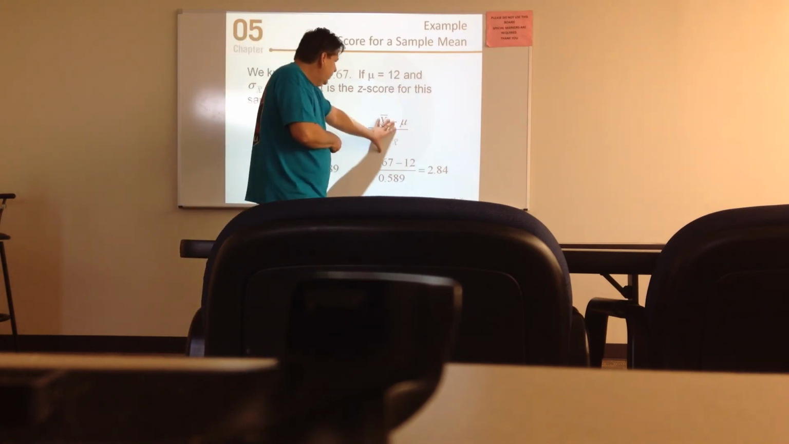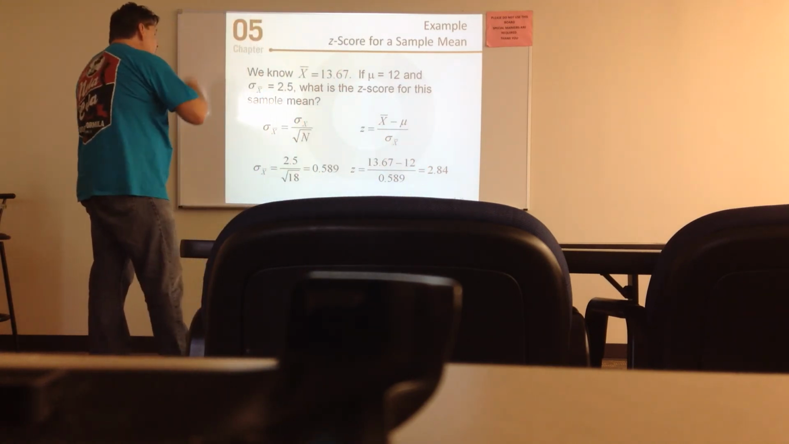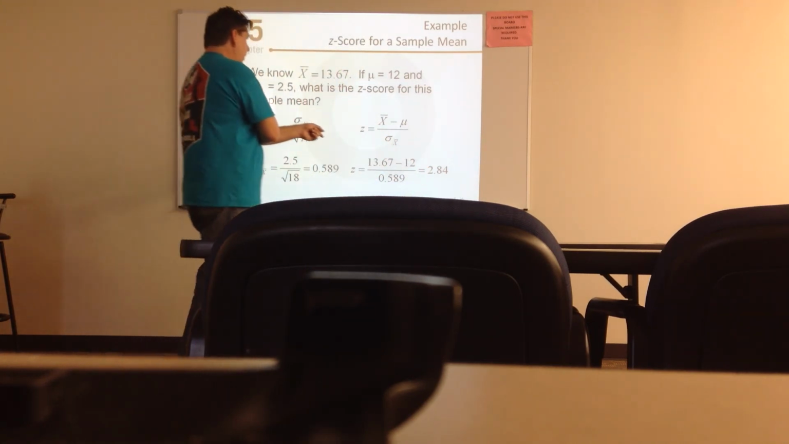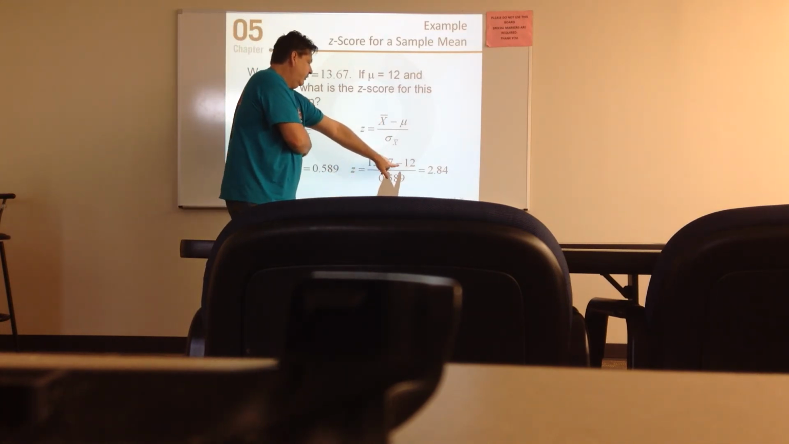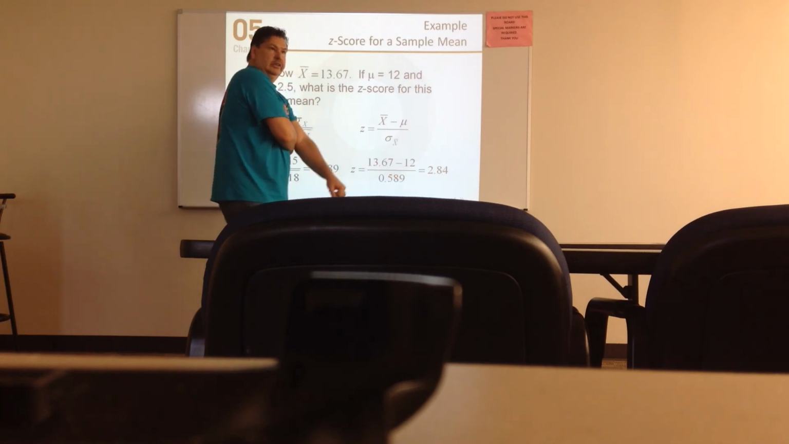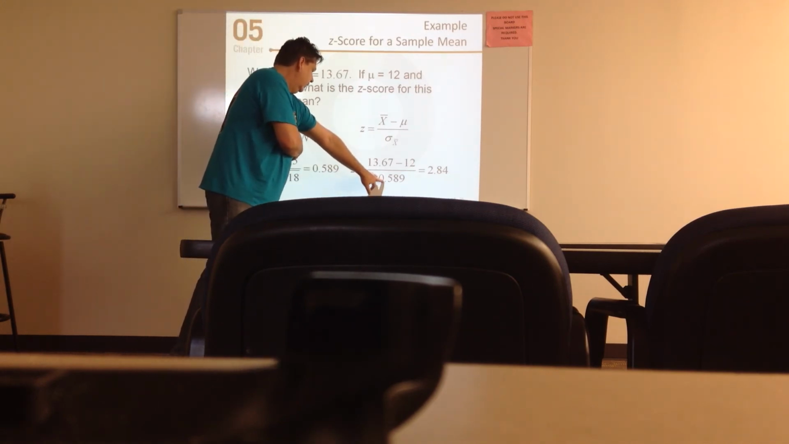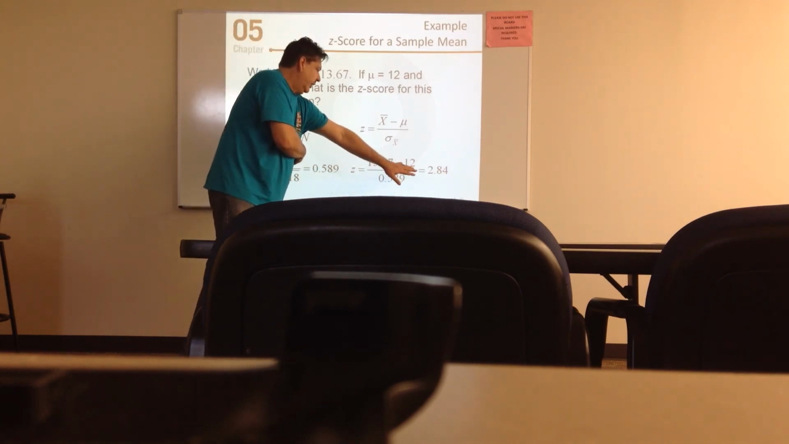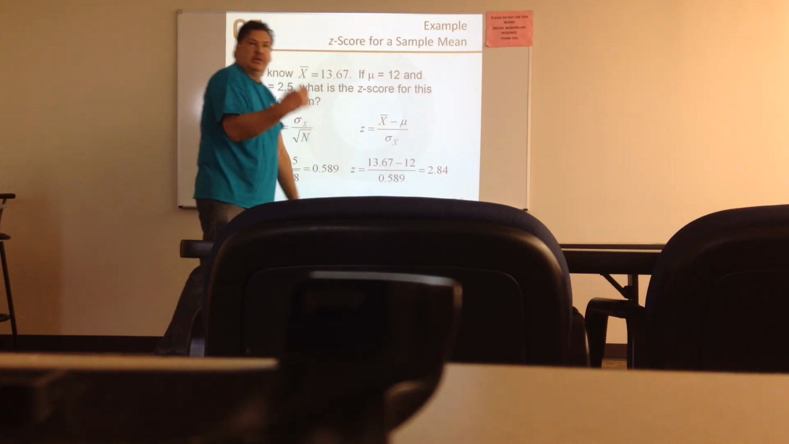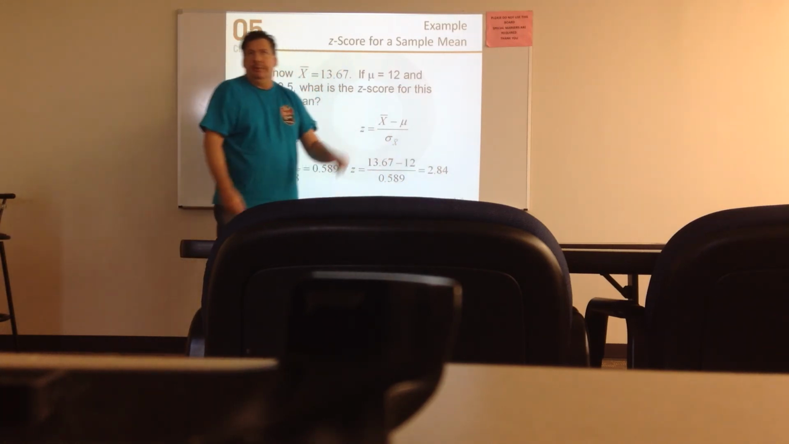And then I'm going to use this formula to actually figure out what that z-score is. So I'm going to take my sample mean, 13.67, minus 12, which is the population mean, and I'm going to divide that by the standard error of measurement, which is 0.589. And when I do that, I get an actual standardized z-score of 2.84.